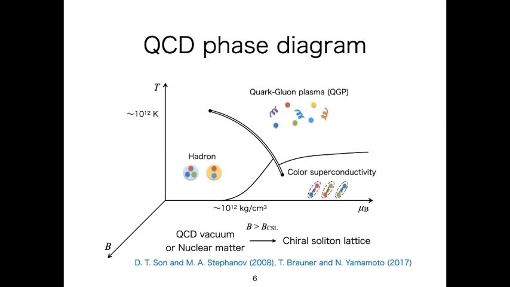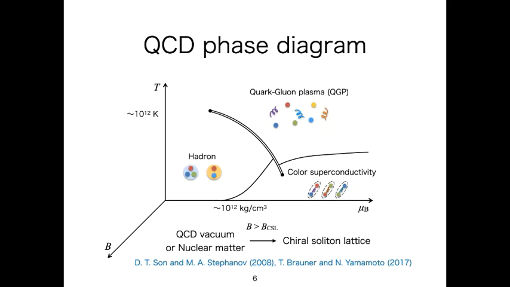But among others, what I would like to focus on today is the strong magnetic field, like in this third direction. I think there are many interesting points, but one of them is related to the anomaly, as I will explain later. So there will be a non-trivial ground state caused by the anomaly, and what we will discuss is the so-called chiral soliton lattice, which is in QCD at finite baryon density and finite magnetic field.